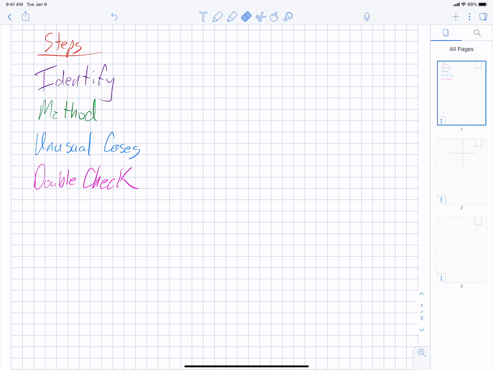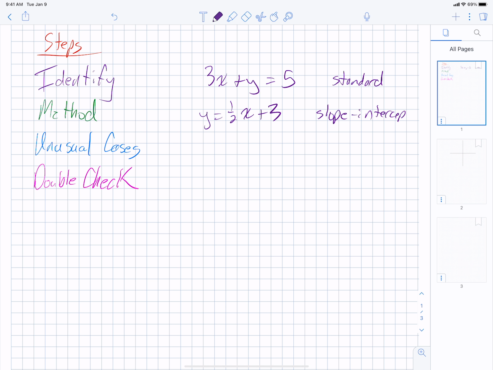Then we'll hit on some unusual cases and what happens in unusual situations in each of our three different types of equations. Then we'll talk about how to double check. First step, though, is identifying the type of equation you have. We have three different types. One is standard form, which typically looks about like this. The next is slope-intercept form, which typically looks like this. And finally, we have point-slope form, which typically looks about like this.